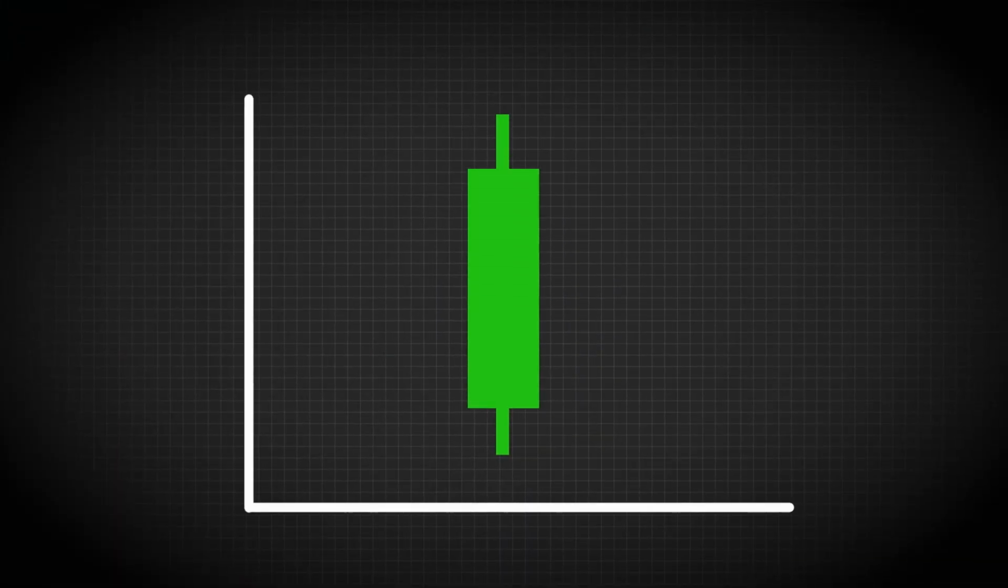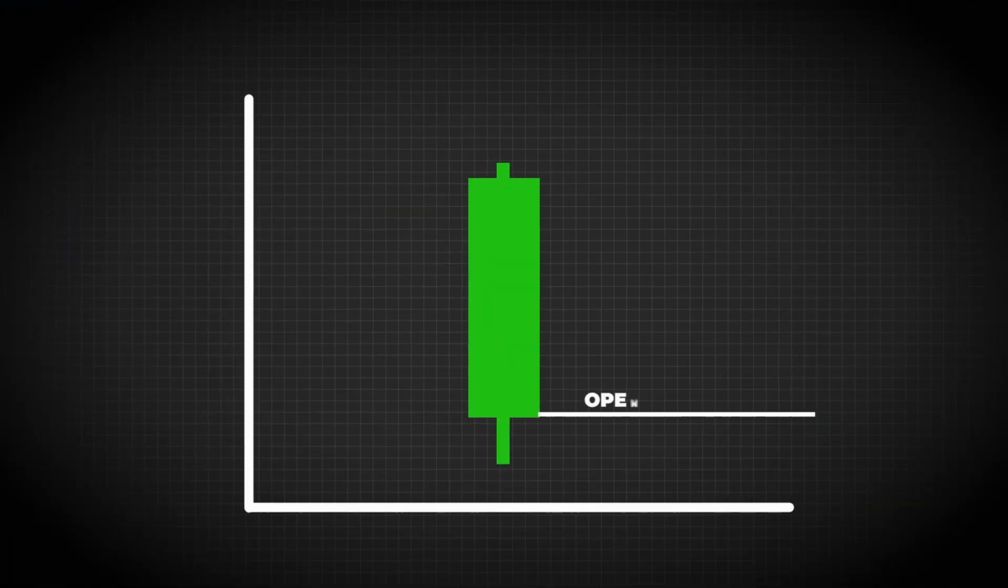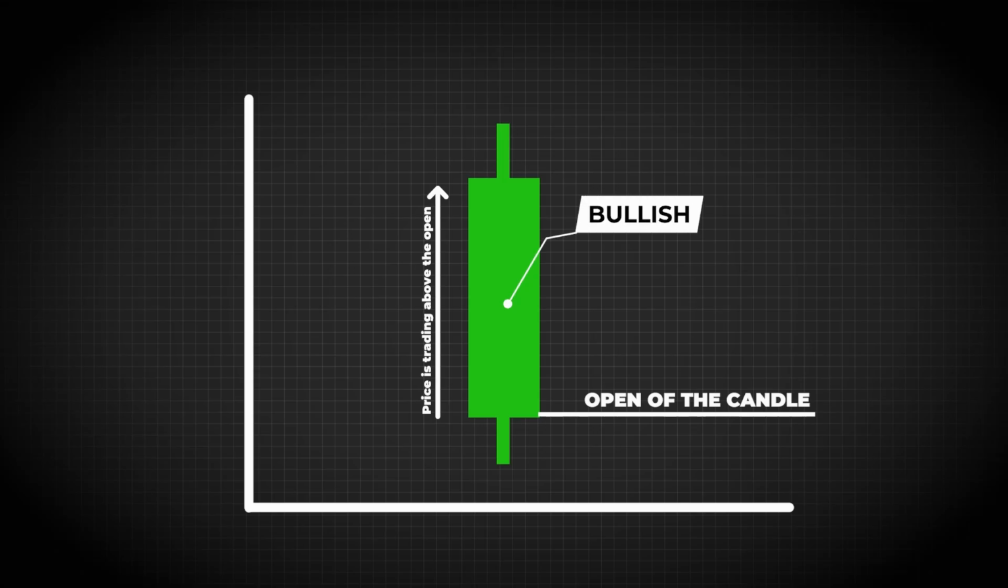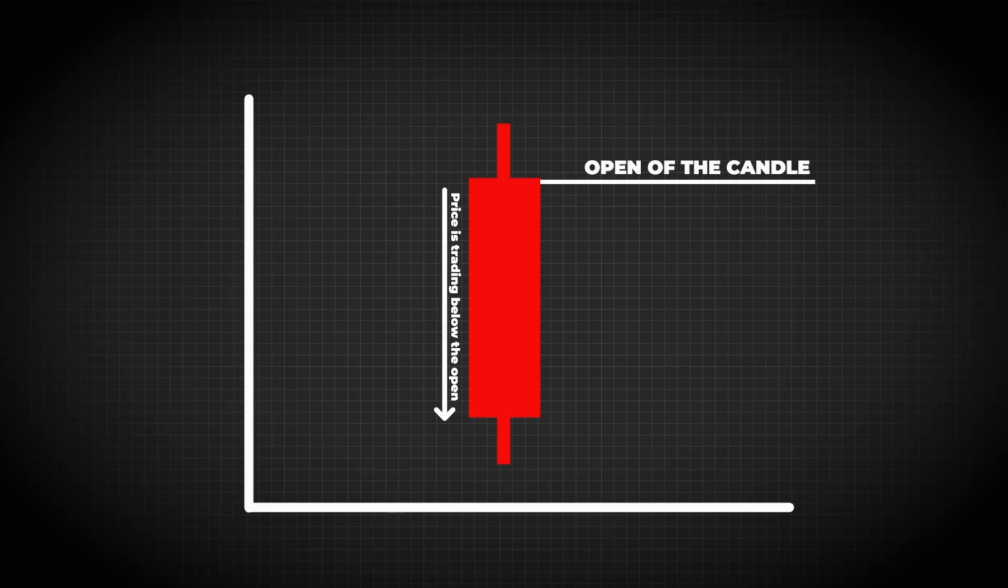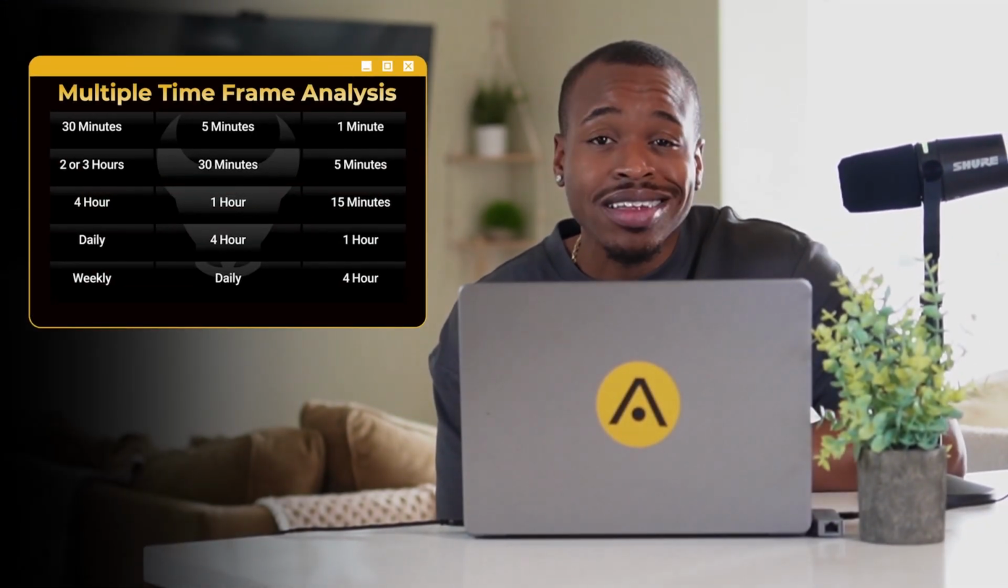The key to understanding control comes down to the open of the candle, what I like to call the flip of the candle. This refers to the moment when a candle shifts or flips from bullish to bearish or bearish to bullish. So when price is trading above the open, the candle is considered bullish and you'll see it turn green. And when price is trading below the open, the candle is considered bearish and you'll see it turn red.